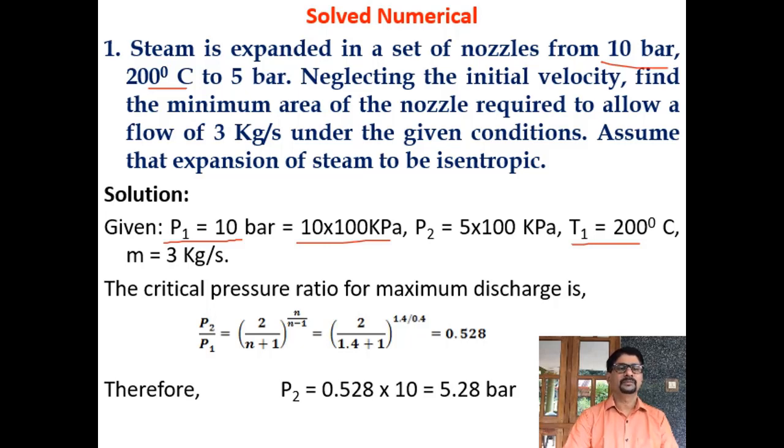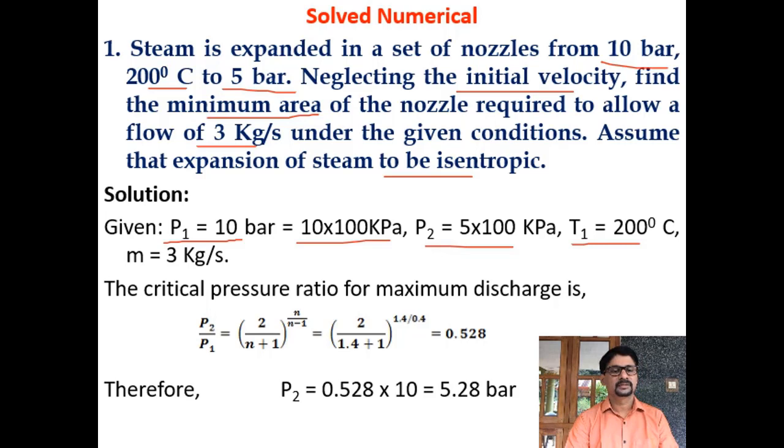And the exit pressure is 5 bar, so that is P2 is equal to 5 bar or 5 into 100 kilopascal. And you are supposed to find out the minimum area of the nozzle, neglecting the initial velocity, to allow a mass flow rate of 3 kg per second. And also, as I told earlier, you have to consider it as an ideal nozzle, so the process will be isentropic.